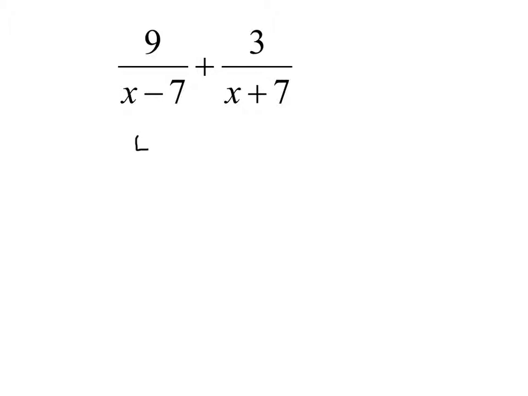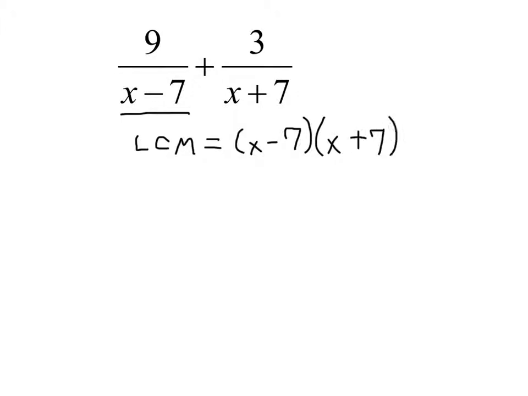Our least common multiple needs a factor of x minus 7 because it's there. It also needs a factor of x plus 7 because it's there. So our least common multiple of our denominators, our least common denominator, same thing, is x minus 7 times x plus 7. So this denominator is missing an x plus 7.